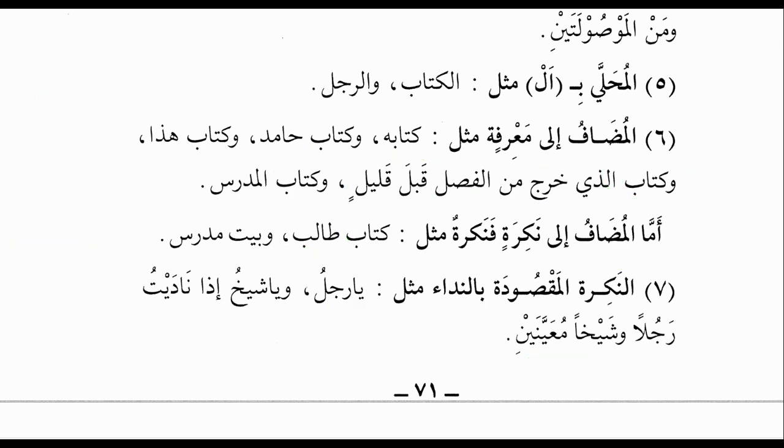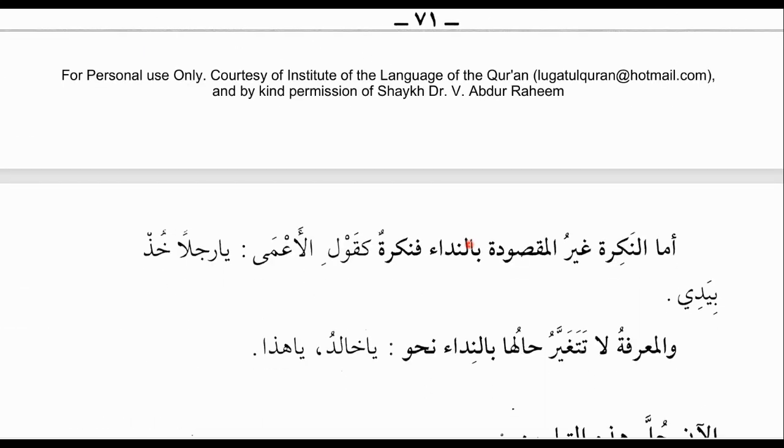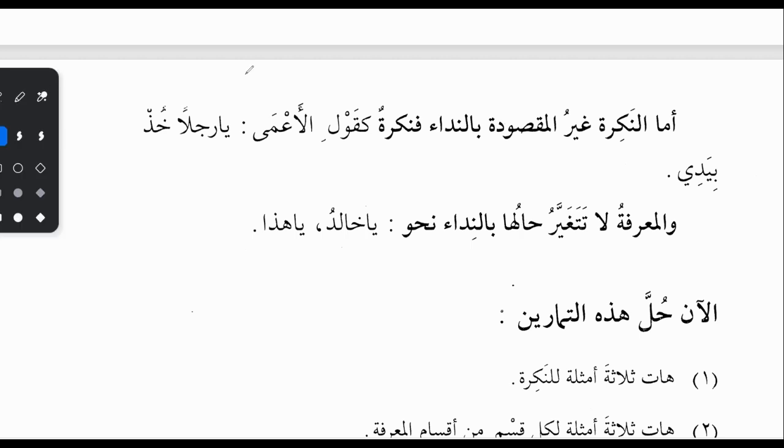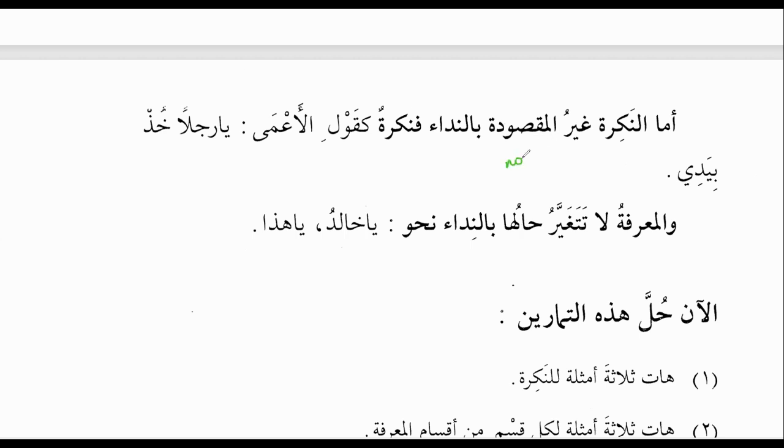Now let's see the remaining part of the questions here. Okay, there are more explanations. Amma an-nakiratu ghayr maqsudah bin nida. Now, a nakira noun is not specific. Ghayr maqsud, not specific. A nakira noun. So they are not specific. For example, it is nakira. Here it's nakira. How is it nakira? It is attached with harf nida, but still it is nakira.